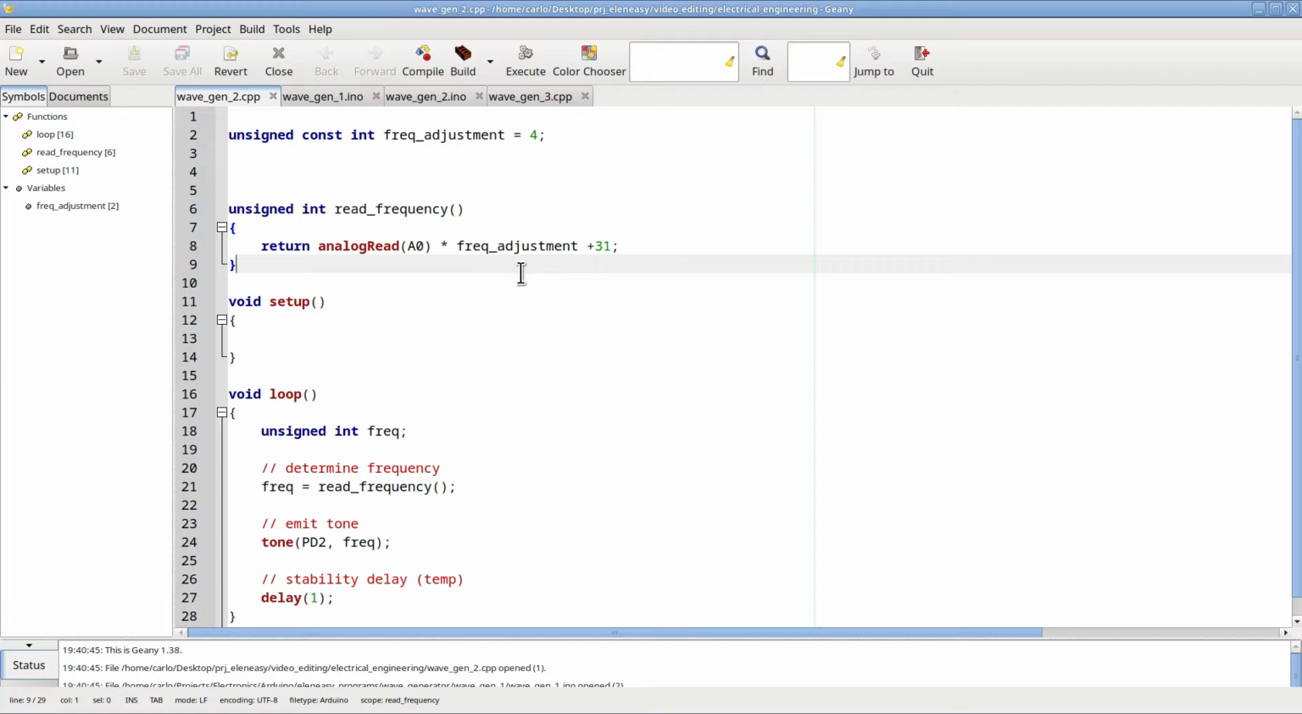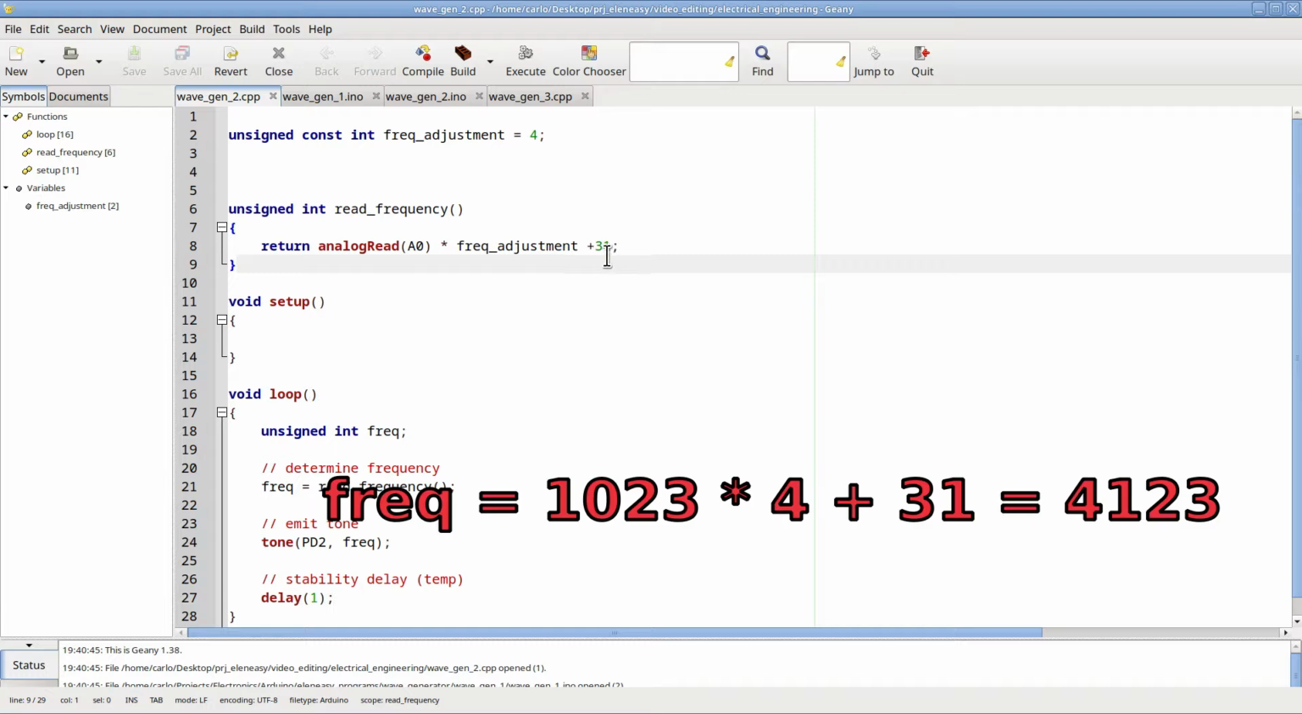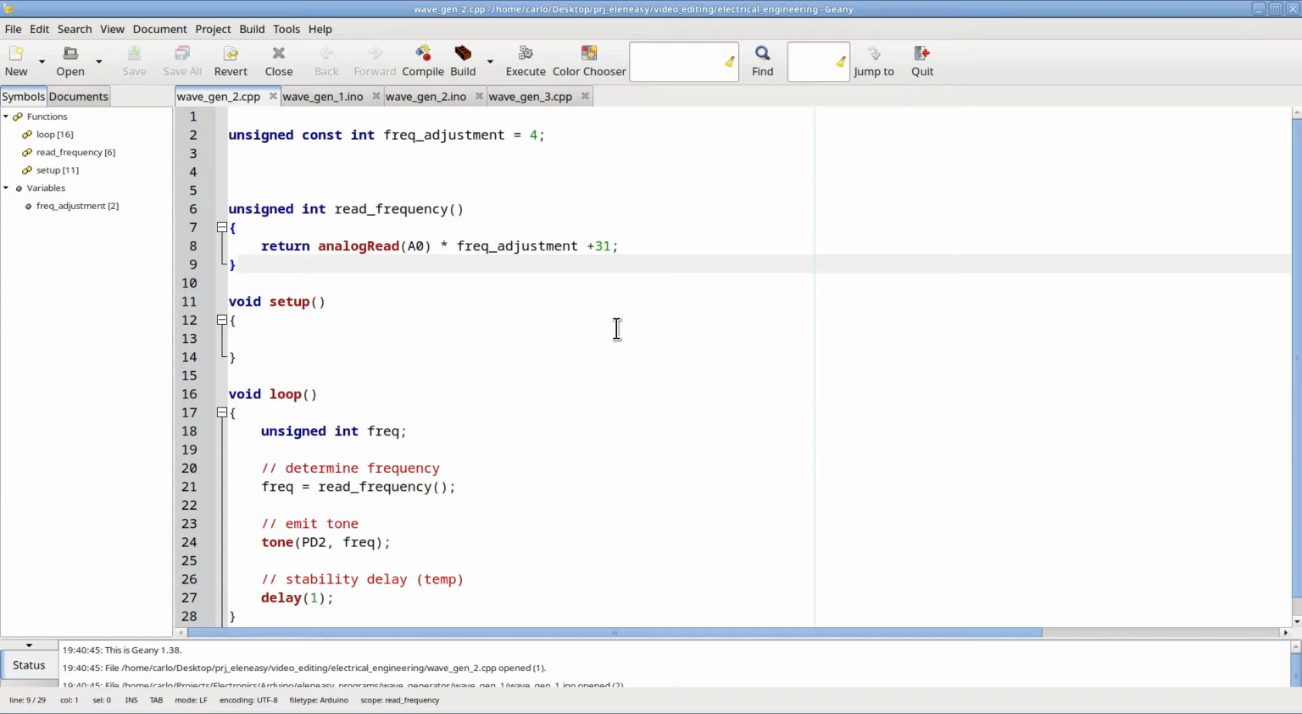After all these calculations, the actual range of frequency will now be between 31 Hz and 1023 times 4 plus 31, or 4123 Hz. Note, however, that this multiplication causes a problem. We will not be able to emit certain frequencies. For example, when the output of analog read is a 0, the frequency is going to be 31 Hz, of course. When the output of analog read is 1, the frequency is going to be 1 times 4 plus 31, which is 35 Hz.